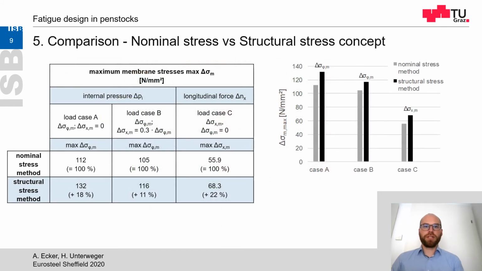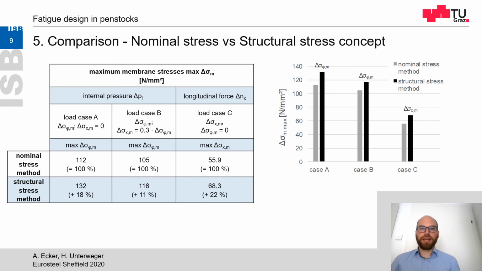Now I show you a comparison of the nominal stress versus the structural stress concept for the detail of the thickness transition. Here this table shows the maximum membrane stresses for the nominal stress method and the structural stress method for different load cases A, B and C. To compare the nominal stress concept with the structural stress concept, the maximum membrane stresses for each method were determined, leading to a utilization factor of 1.0 in fatigue design.